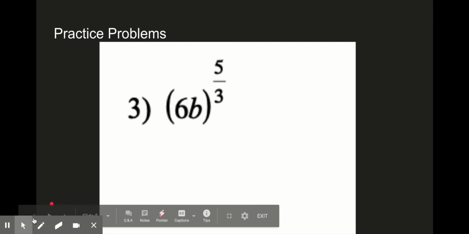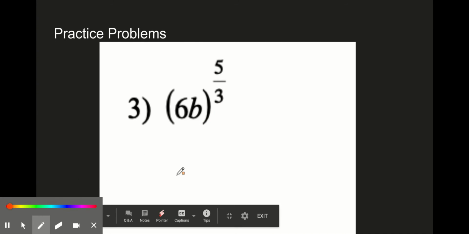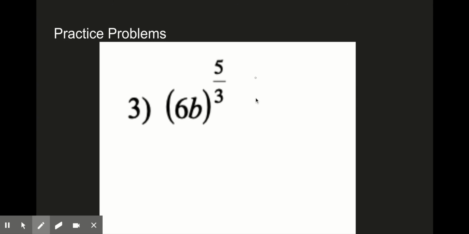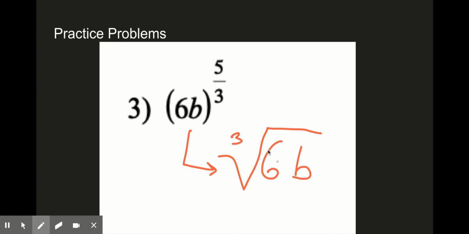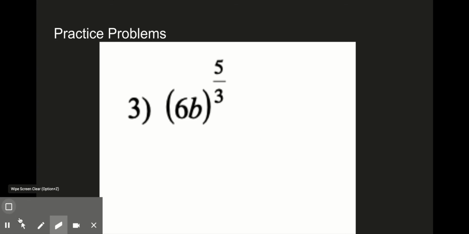All right. So some of the problems that you'll be expected to do on this benchmark will include being able to simply go from here to, oh, this is the cube root of 6b to the fifth. All right. That's a question you're expected to be able to figure out.